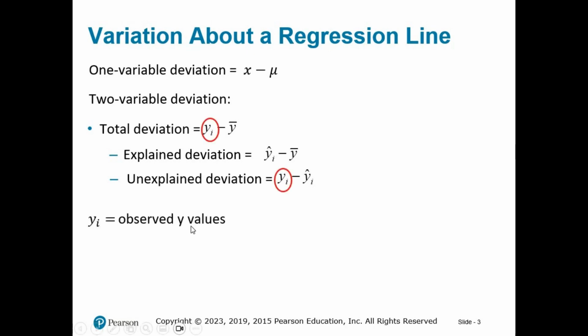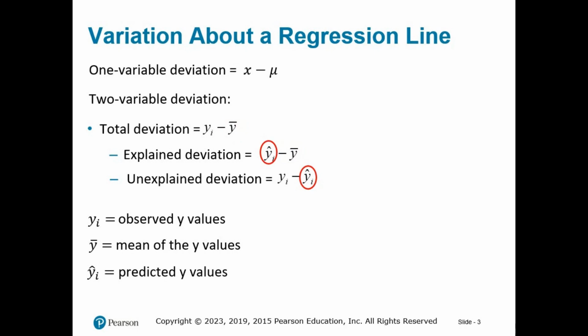Now, just so we're clear on what these different parts mean, y sub i is referring to the observed y value. These are the second coordinates of the ordered pairs that create the scatter plot. y bar is the mean of the y values, and remember x bar comma y bar is a point that is always on the regression line. And y hat is referring to the response variable that comes from plugging an x value into the regression equation. So y hat is what we're calling the predicted values.